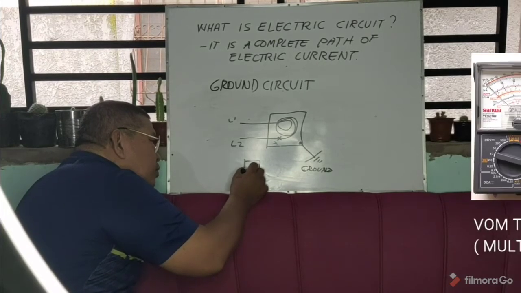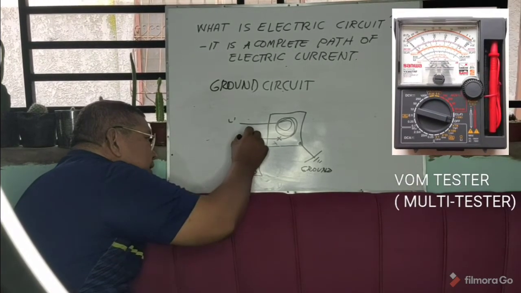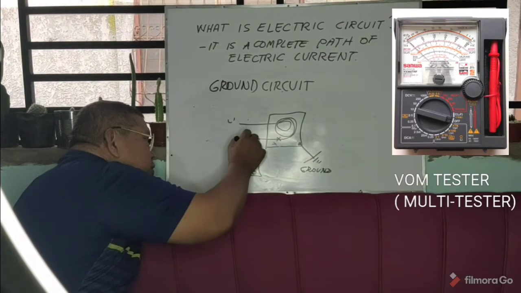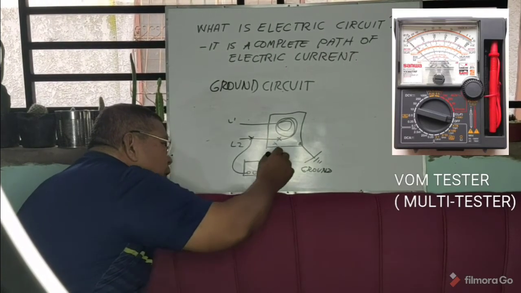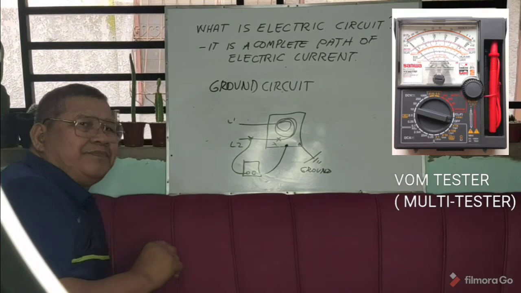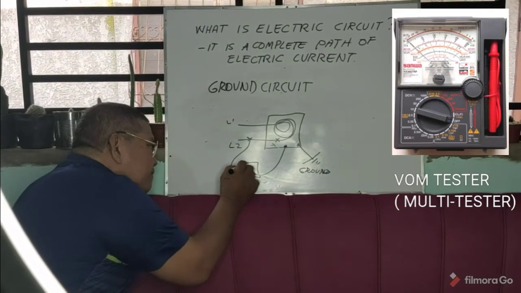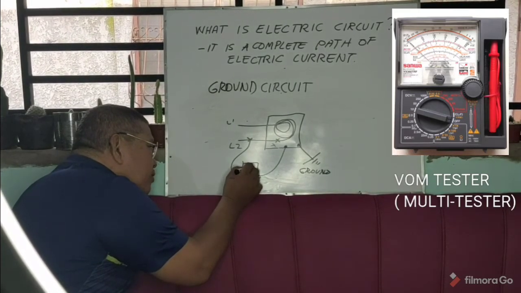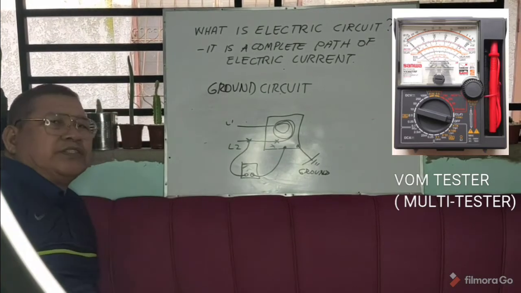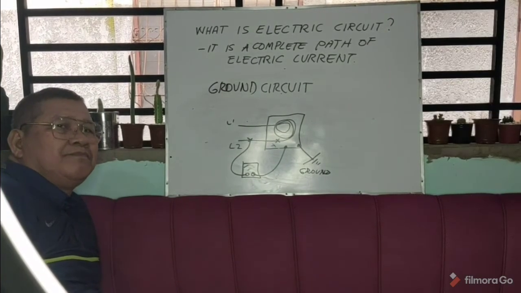So what you will do, one wire here will be any line, line 1 or line 2. You put it here, and then the other one is to the metal frame. If the tester is moving, going there, then your circuit is grounded. Okay?